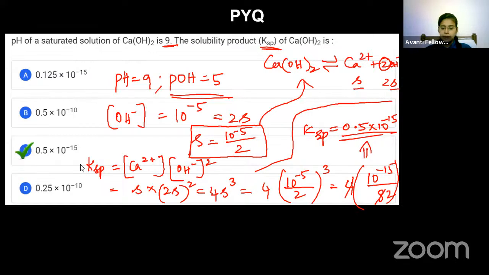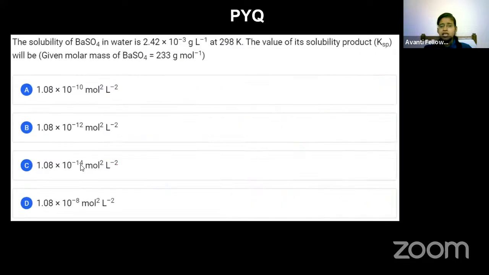All right. So let's move ahead with the next question. The solubility of barium sulfate in water is 2.42 into 10 to the power minus 3 gram per liter at 298 Kelvin. Solubility is given. What is the value of its solubility product? So we are provided with the S value and we are asked to find out the KSP value.